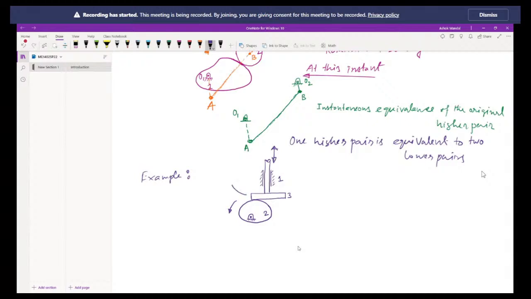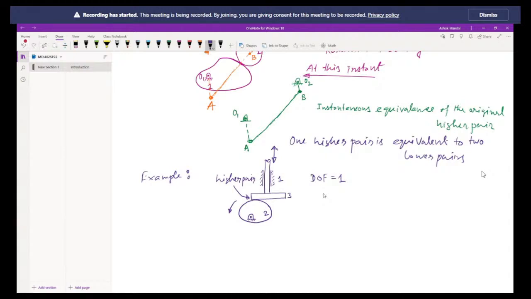And what is this pair here? This is a higher pair. Okay, but tell me, what is the degree of freedom of this mechanism? It is 1, because you just give this rotation theta, and the other motion is definite, meaning you can get that from here. All right.